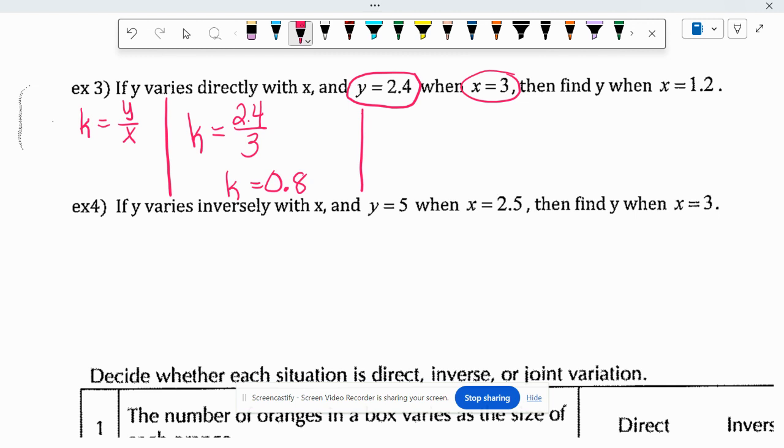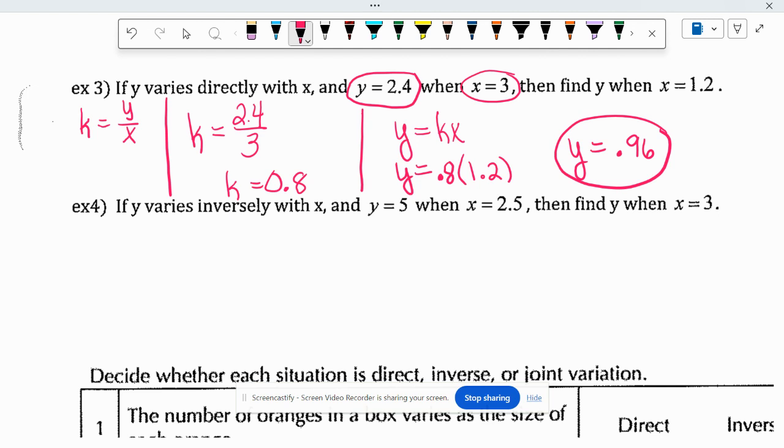Okay. So now it says, what is the value of Y when X is 1.2? Well, remember, Y equals K times X. That's direct variation. So Y is 0.8 times 1.2. What is 0.8 times 1.2? 0.96. How are we going to set up the next one?